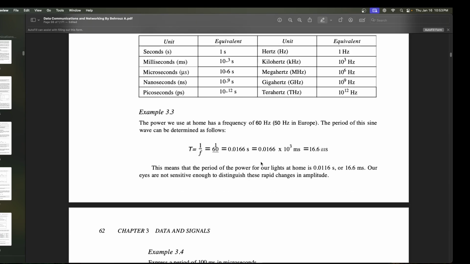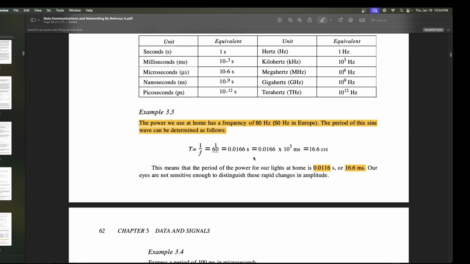The power we use at home has a frequency of 60 hertz. So it's 1 by 60, which is the time period. It means the period of the power is about 16.6 milliseconds. He's saying that if you have an iPhone, you can capture the flickering of the bulb. The pulses come every 16.6 milliseconds, but it's too fast for our eyes.